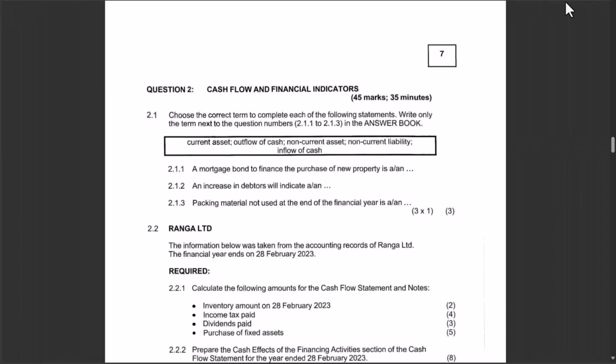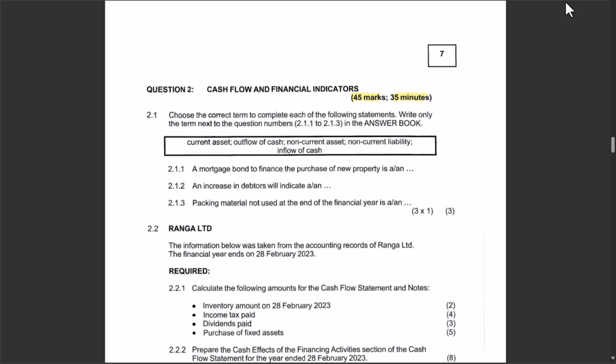Hi everyone. Let's look at question 2 from the Prelim 2023 Gauteng paper. This is Cashflow and financial indicators. The question is for 35 marks and 35 minutes. The first question: choose the correct term to complete each of the following statements. The terms that we have are in a box there.